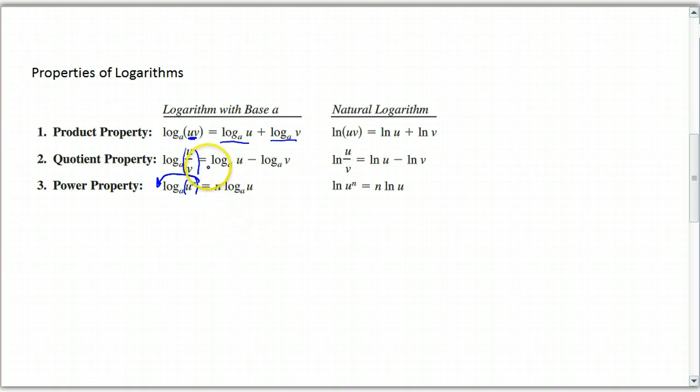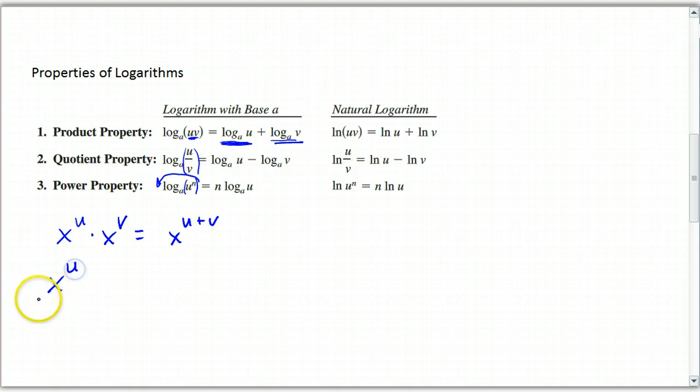So it's n times the log of u base a. Now, you may be wondering, how am I going to remember all this stuff? Well, don't forget, logarithms are exponents. And so what happens if I have x to the u times x to the v? What do we do when we multiply terms? We add the exponents. And since logarithms are exponents, when I'm multiplying terms, I'm going to add the logarithms.